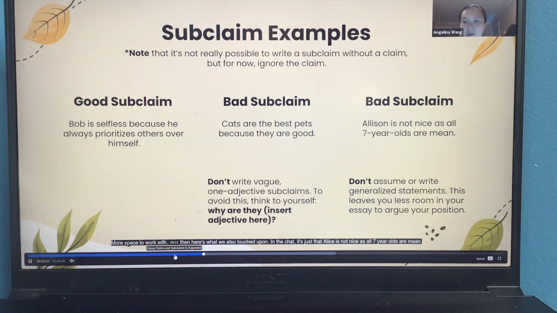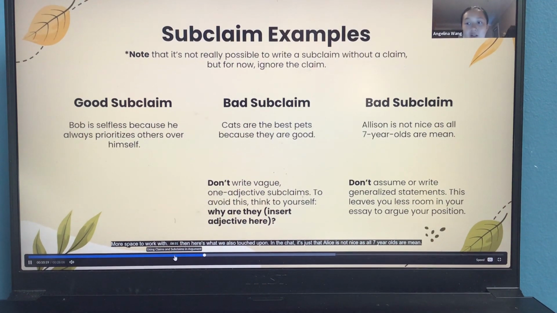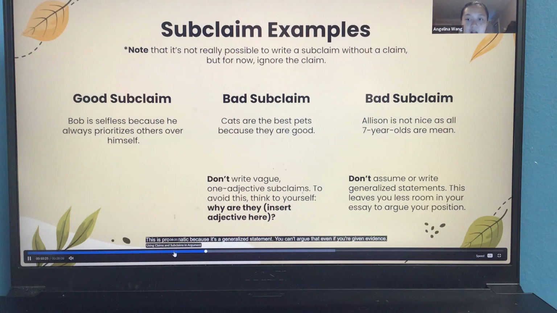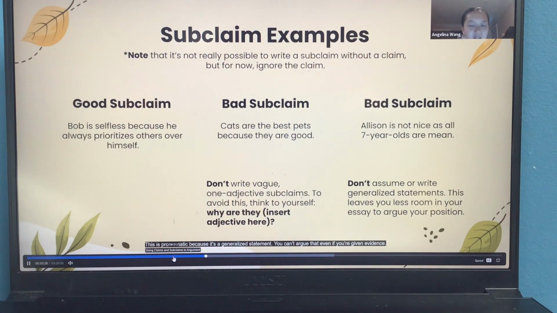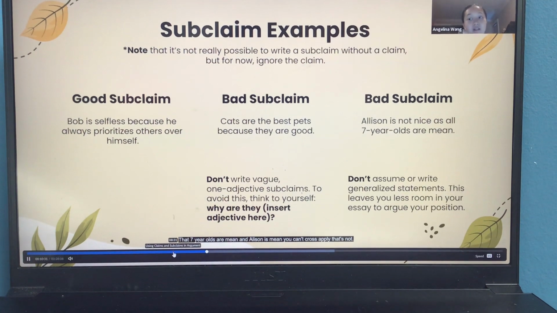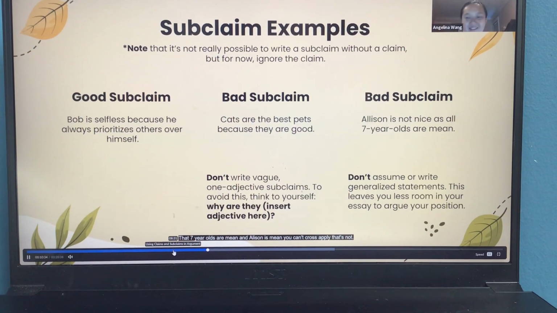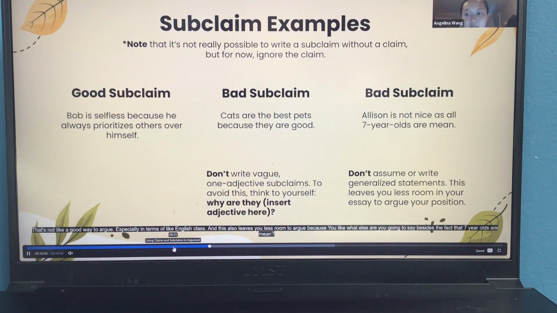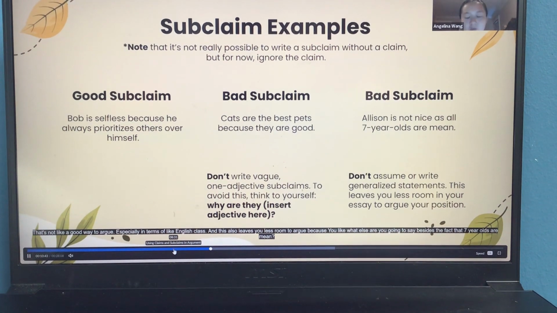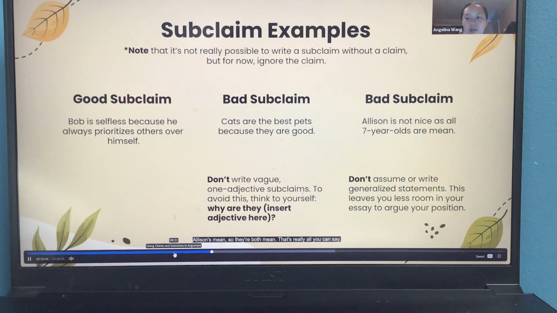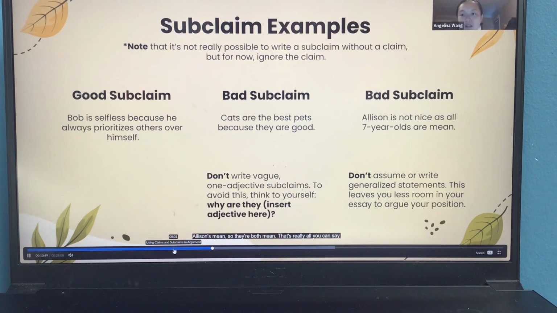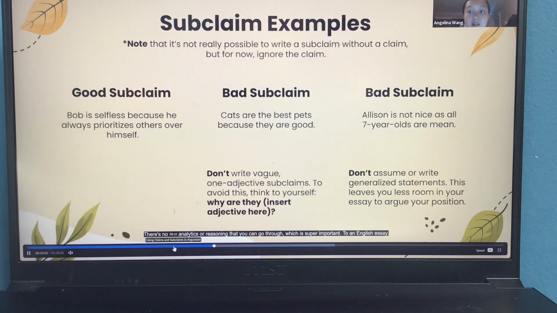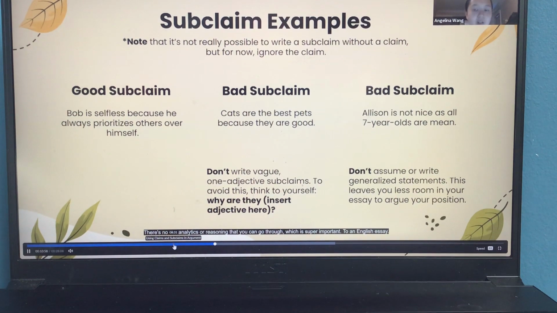And then here's what we also touched upon in the chat. It's just that Alice is not nice as all 7-year-olds are mean. This is problematic because it's a generalized statement. You can't argue that. Even if you're given evidence that 7-year-olds are mean and Allison is mean, you can't cross-apply that. That's not a good way to argue, especially in terms of English class. And this also leaves you less room to argue because what else are you going to say besides the fact that 7-year-olds are mean, Allison's mean, so they're both mean? That's really all you can say. There's no analytics or reasoning that you can go through, which is super important to an English essay.